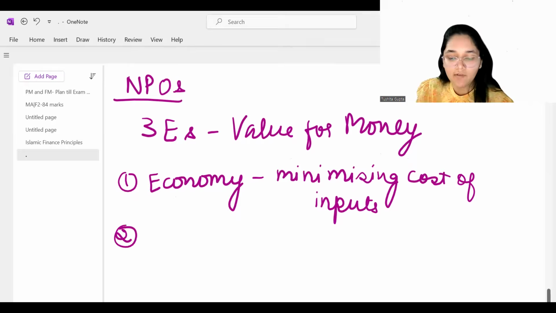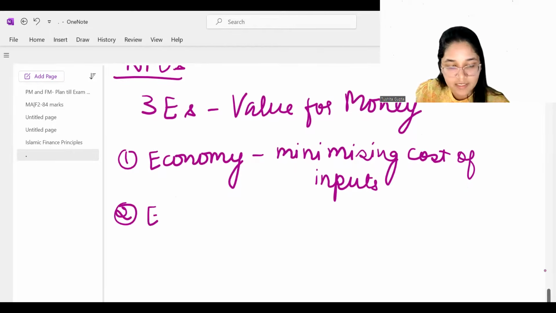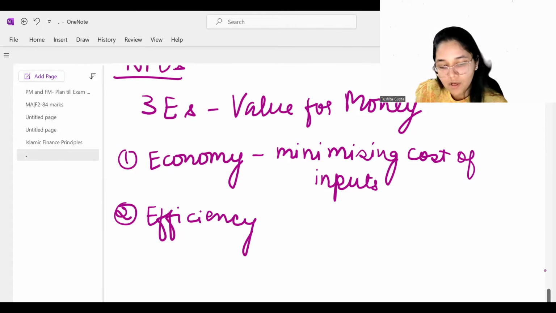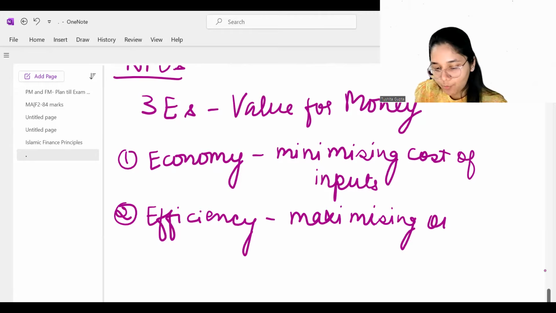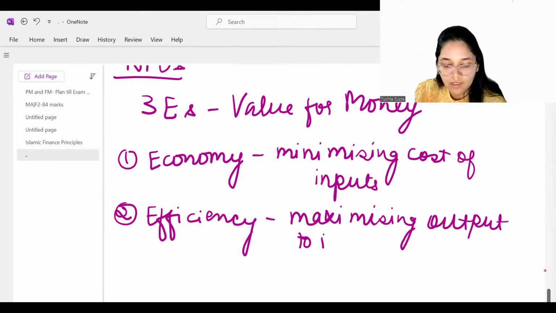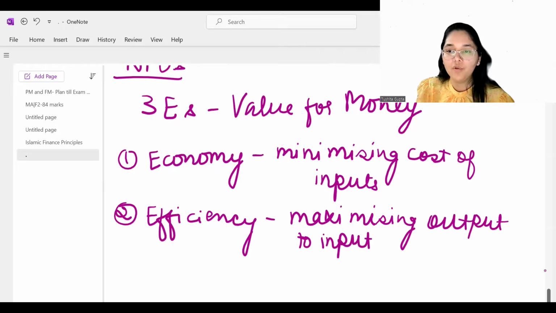Then the second E which we have is efficiency. Now, how do you judge efficiency? You have to maximize the output to input ratio, which means for the inputs that you have used, you have to try to maximize the output that you have achieved.